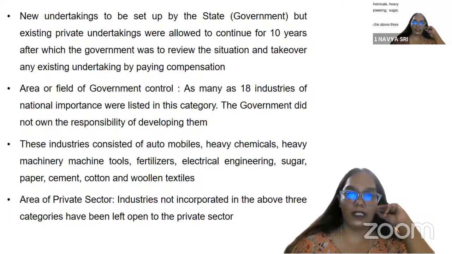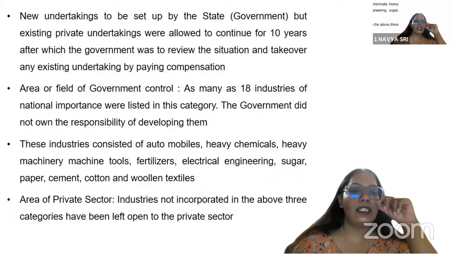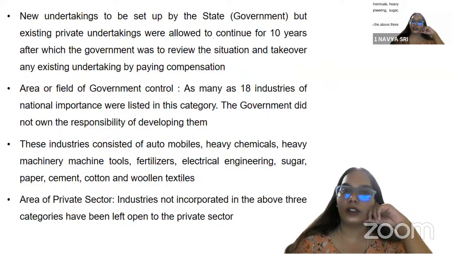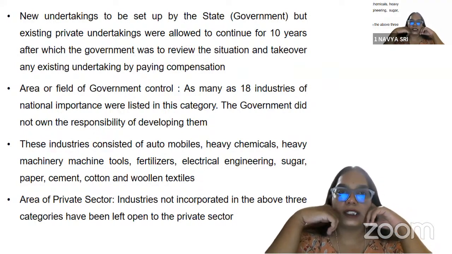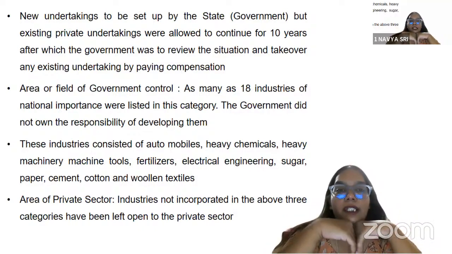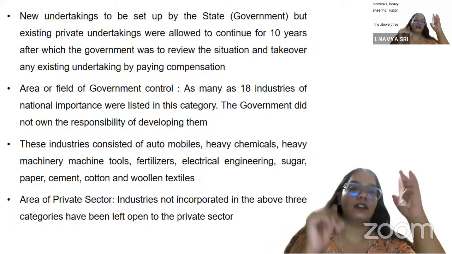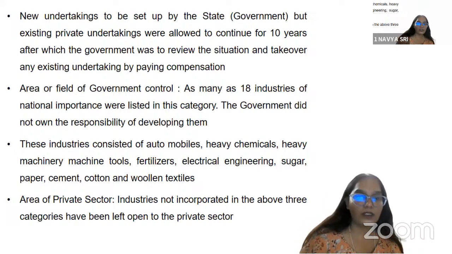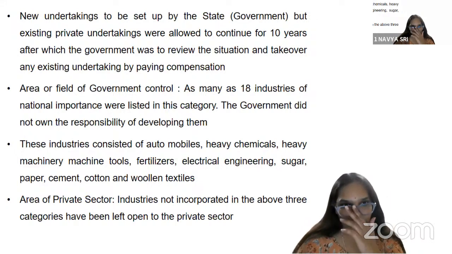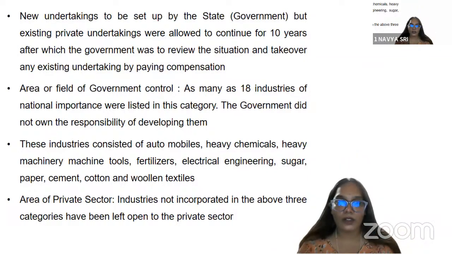Then new undertakings are to be set up by the government, but the existing private undertakings were allowed to continue for 10 years. Although it was state owned, immediately after taking it under state undertaking the control of it, what happens to the already existing private players in that field? They are allowed to continue for 10 years, after which the government will review the situation and take over the companies. And if companies are at a loss, they could be compensated. So there are provisions at every step put in place by the government.